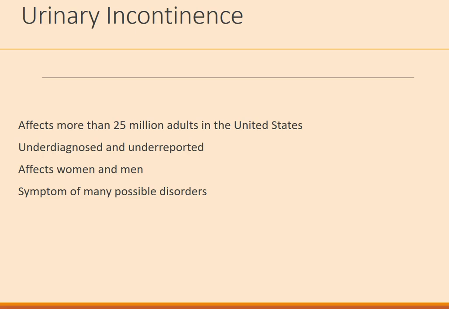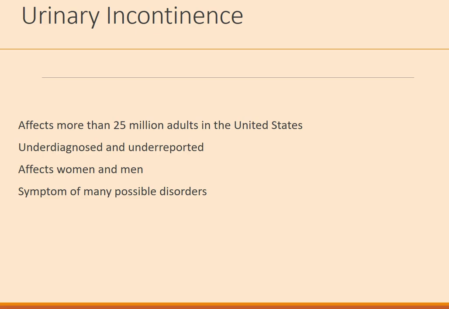We've got urine incontinence, which affects more than 25 million adults in the United States, underdiagnosed and unreported. I think this is probably more of an embarrassment thing than anything else. No one wants to believe that they're incontinent. They don't want other people to realize they're incontinent. Whether it's an age thing and people don't want to look old, or the fact that they are starting to lose their bodily functions. So that's why they underdiagnose it and underreport it.